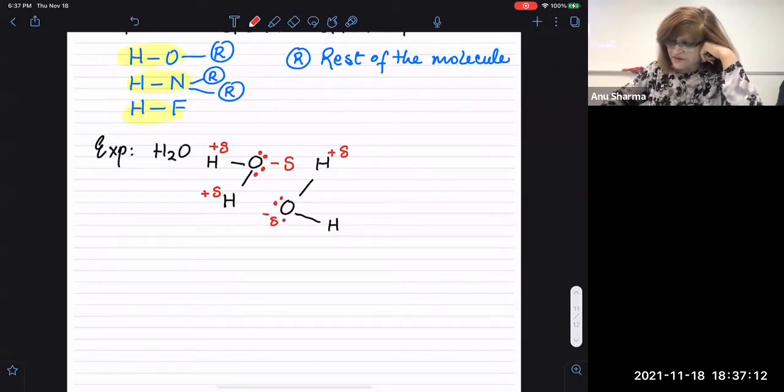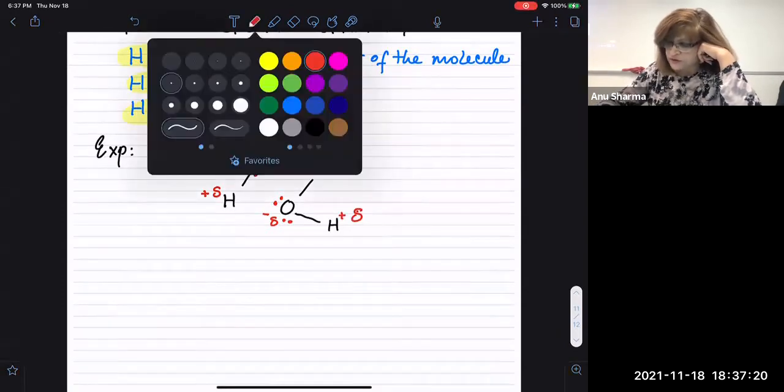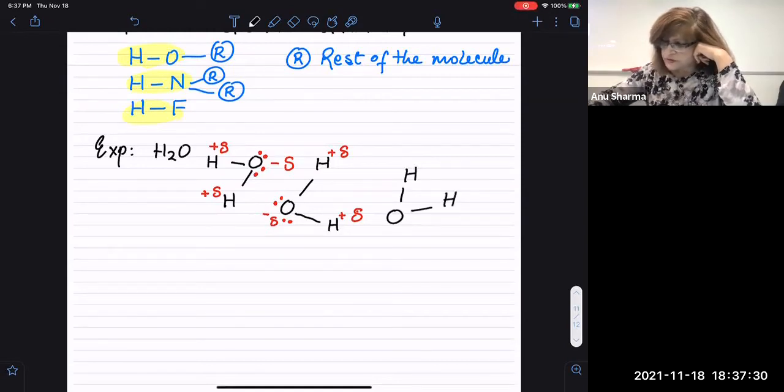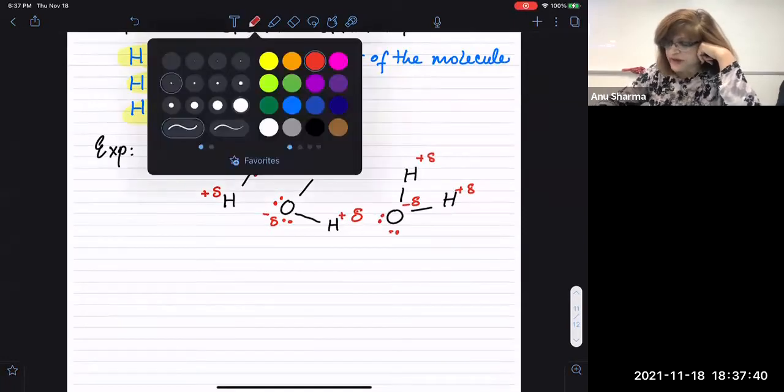Besides that, the oxygen is also a philanthropist. In other words, oxygen gives its lone pairs to the hydrogen of the neighbor. So let's look at this. Here is delta positive, delta positive, delta negative with lone pairs, and delta negative. Okay, so this is what happens.